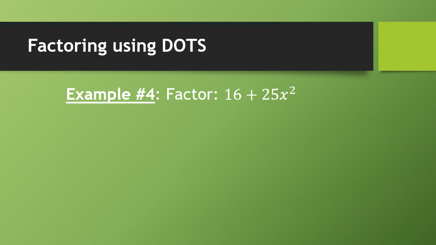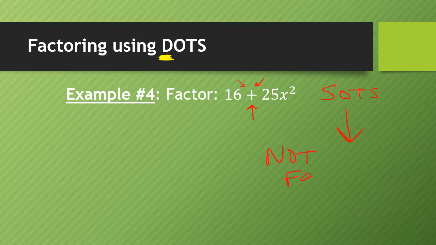And now we have the fact problem, 16 plus 25x squared. So if we think about what DOTS stands for, difference of two squares. Immediately I see a big fat problem because right here I don't have a difference. I actually have the sum of two squares. For lack of better terminology, we'll call this a SOTS. And just so you know, these are not factorable.